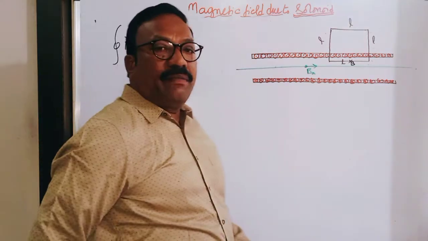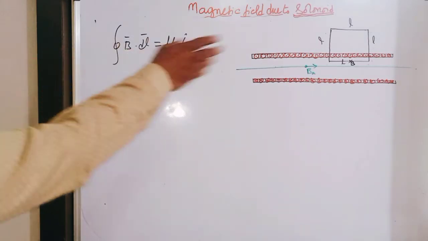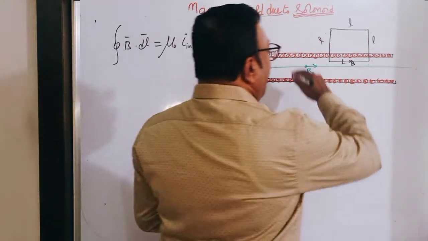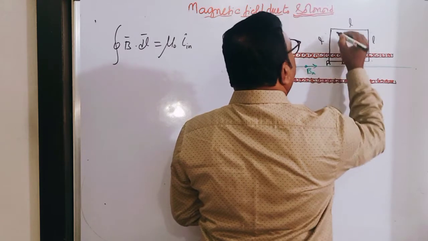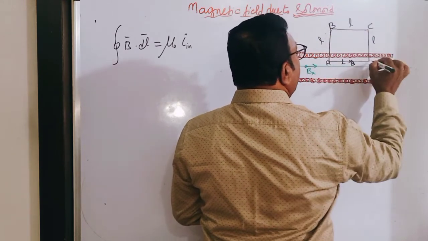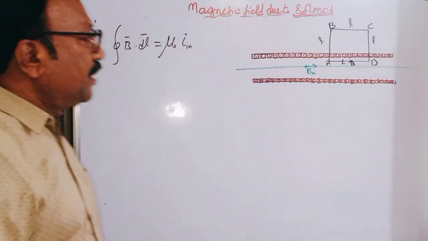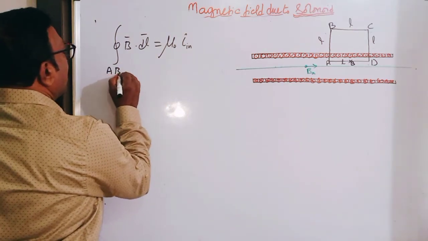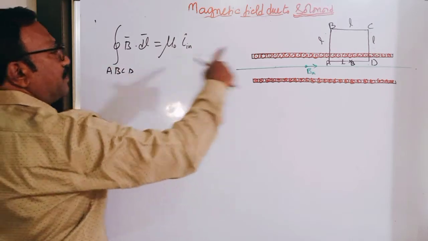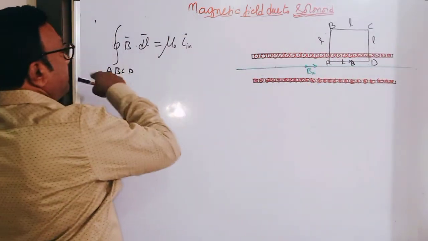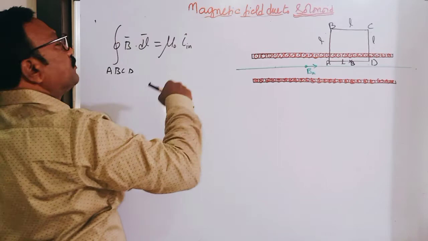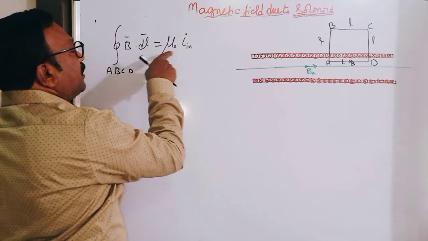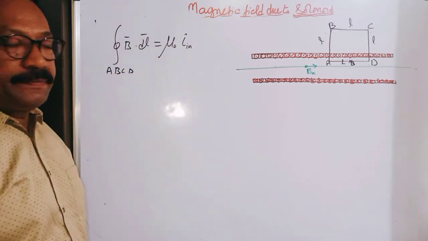So we are determining the magnetic field on the axis of an ideal solenoid. I am considering this loop. Let me name this ABCD. ABCD is an Ampere's loop. So this is a closed loop. The integral of B bar dot dl is equal to mu naught N i.